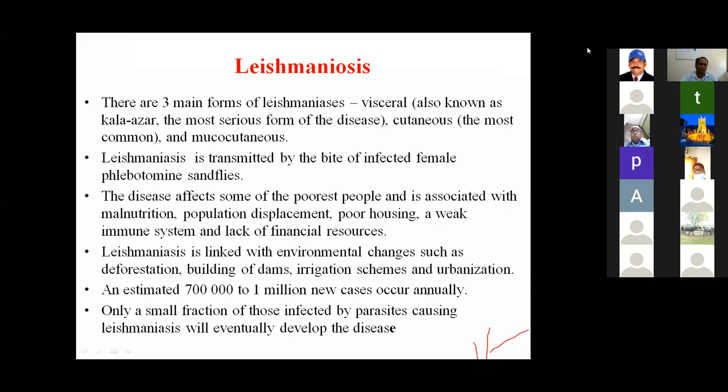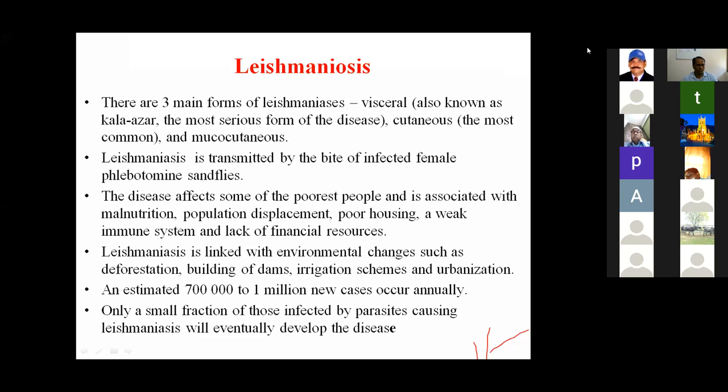Kalazar is commonly known as the visceral form. It comes from the Hindi word Kala Jwar. The human turns black and continues to be in fever. From that the word Kalazar came, and it is the most serious form of the disease. Then the cutaneous form, where we find lesions on the skin in any part of the body. And the third one is mucocutaneous, which is found in Peru or Brazil.